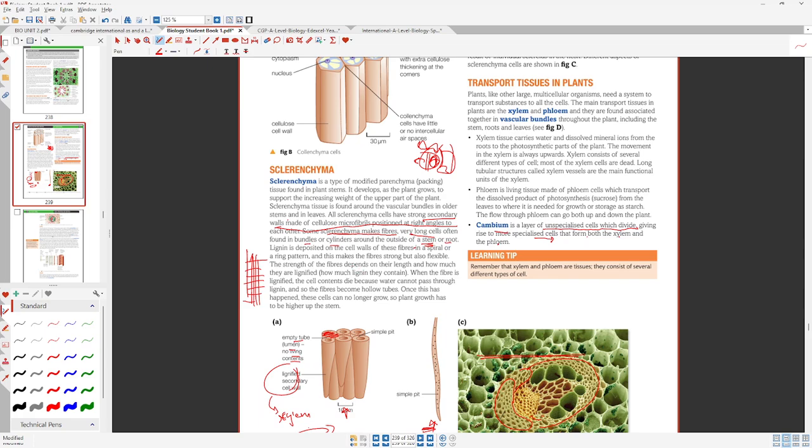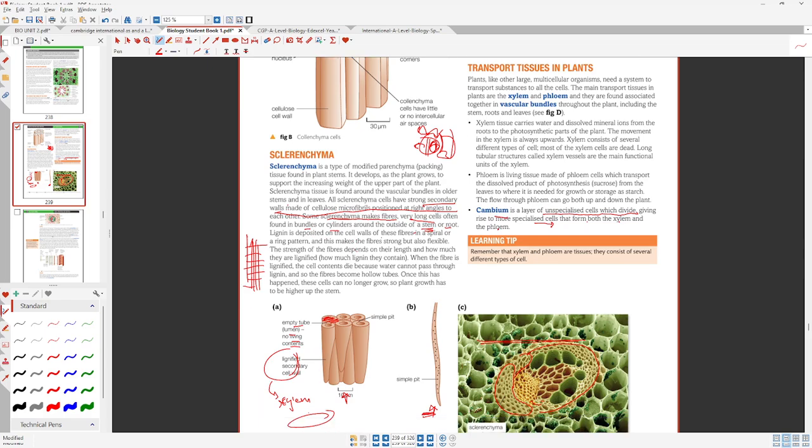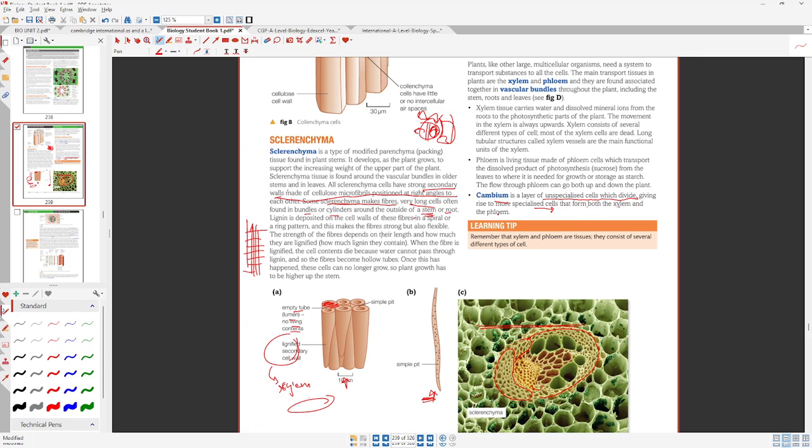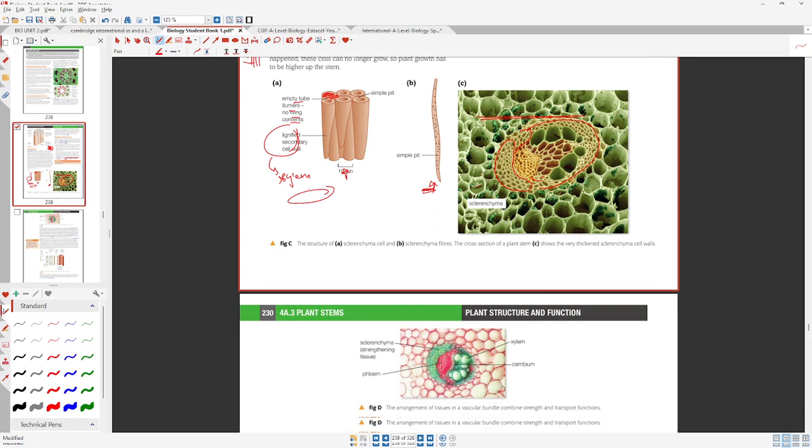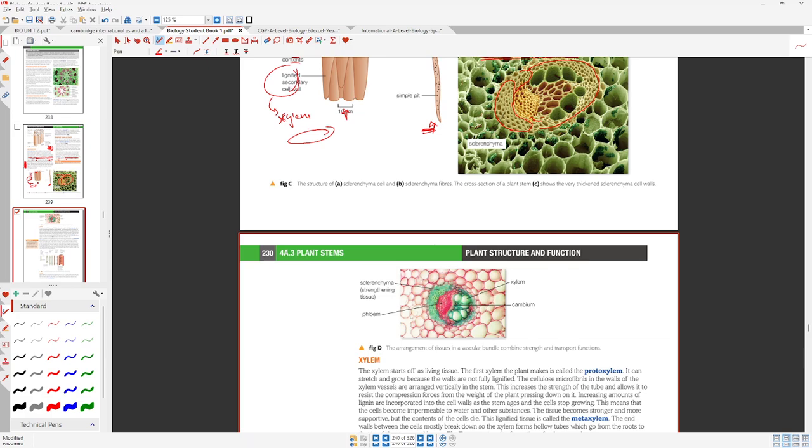So what they're trying to say is they can form different types of things. They could form a fiber. They could form just a cell. Lignin is deposited on the cell walls of these fibers. When the fiber is lignified, the cell contents die because water cannot pass through it, so they become hollow tubes. Okay, they don't talk about why the pits exist, which is confusing.